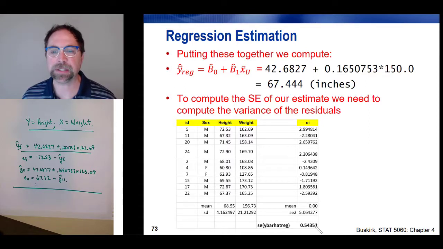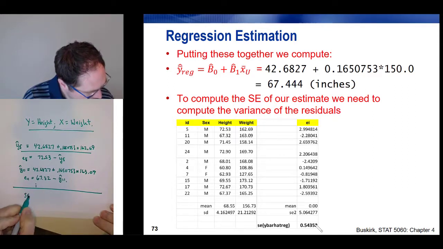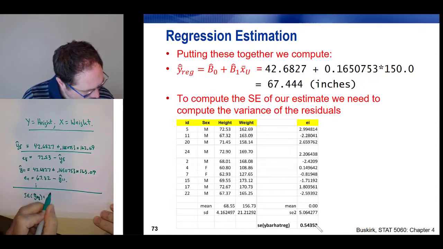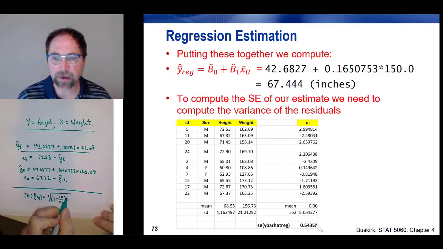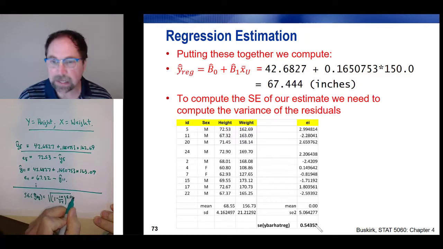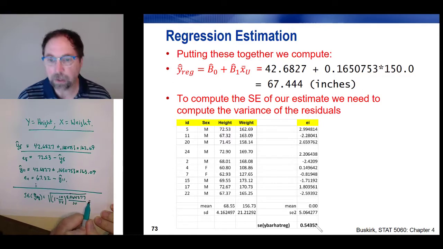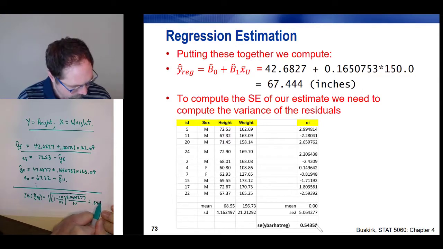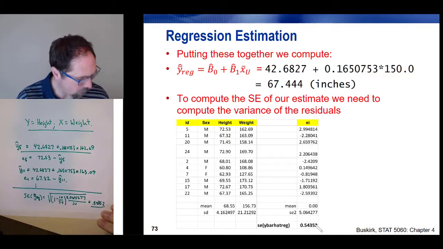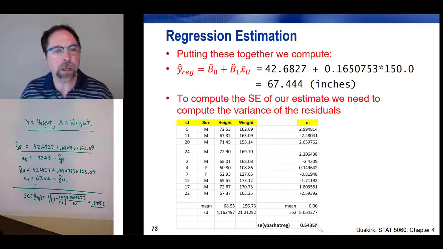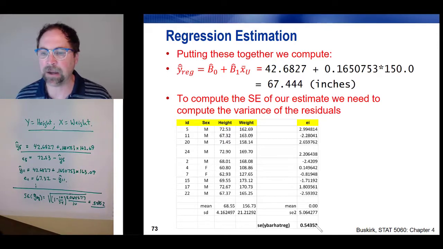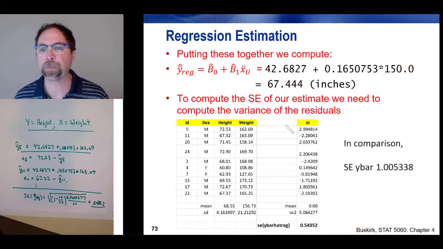The standard error of y hat then proceeds by looking at the FPC. So remember, the standard error of y hat regression is the square root of the FPC, 1 minus 10 over 24, multiplied by the sample variance of the e's, 5.064277, divided by the sample size, and that's going to give you the 0.54352 that you see in the Excel file. All of these are worked out in the Excel file as well, so if you didn't follow this math here, you can look at the Excel file as an additional resource.